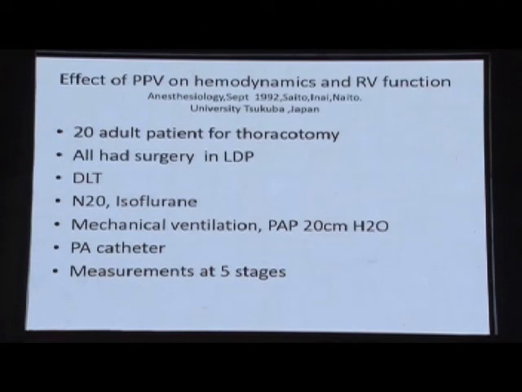The anesthesia was maintained with isoflurane and nitrous oxide, and mechanical ventilation was done with the intention that the peak pressure should not exceed 20 centimeters of water in every patient. The PA catheter was placed to have numbers: cardiac output, cardiac index, ejection fraction, and pulmonary artery pressures. Measurements were done in 5 different stages of anesthesia. The 2 measurements were done during inspiration and expiration during 2-lung ventilation.